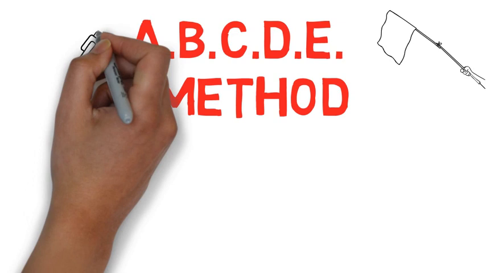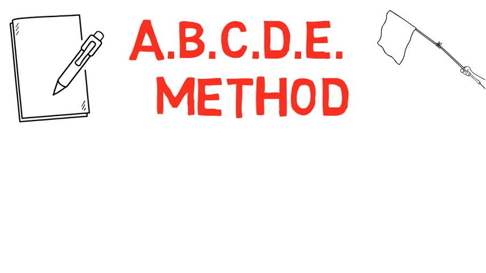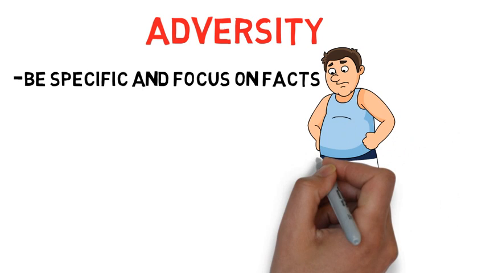We will go through this exercise like we were the person from earlier trying to lose weight. A is for adversity. With adversity, write out your specific event that's occurring to you and focus solely on the facts. For example, in this case, I have not met my weight loss goal of losing 50 pounds in 3 months.